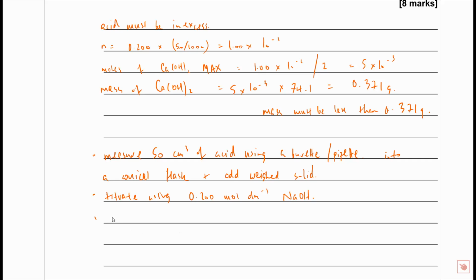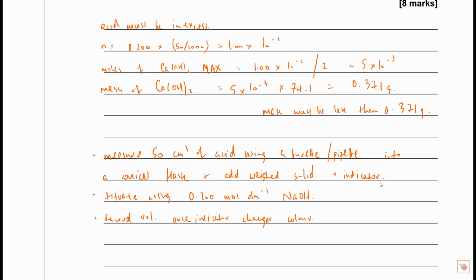And then, of course, what we would do is record the volume once the indicator changes colour. Actually, what we'd probably do here is add indicator up here. The mark scheme doesn't really say that, it just suddenly mentions indicator down here, whereas experimentally, we're going to add it up here, aren't we? We're going to add it before we start titrating. So I'd add indicator there.